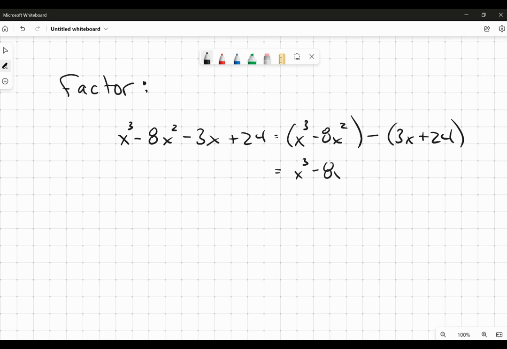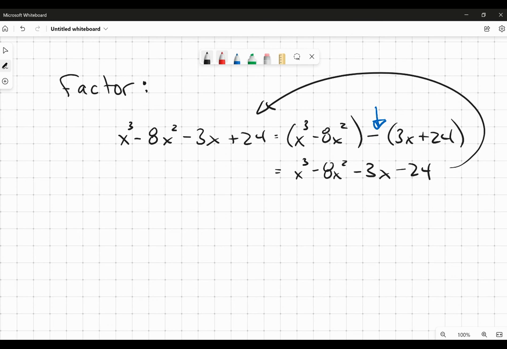If I drop the parentheses on that first binomial, nothing really happens because out front is just an addition sign. But here, if I drop the parentheses, that negative out front has to get distributed to both terms in there. So this becomes negative 3x minus 24. And that is not the same as the original expression. So this doesn't work. This isn't the way that you group those together.